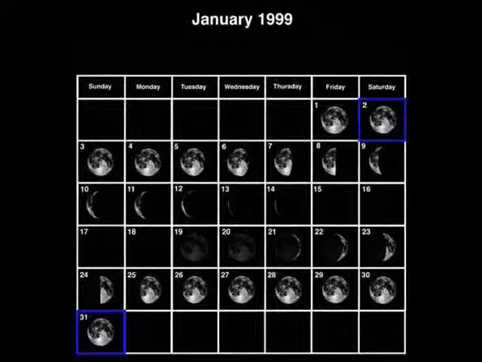There are some rare occasions when two full moons occur in the same month. The second of these full moons is known as the blue moon. A blue moon only occurs every 2.5 years.